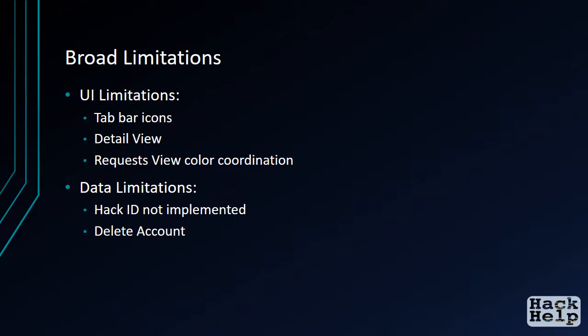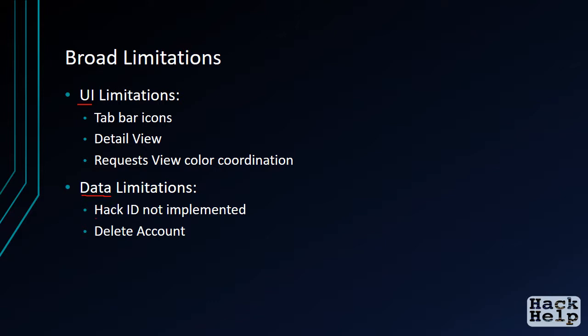So the limitations of my application can be broken down as UI limitations and detail limitations. For the UI limitations, one issue with the tab bar icons is that they change size when clicked on multiple times, and that's something I would definitely want to fix in the future. The detail views for the requests and the attendees are currently not implemented. And I would want the request view to have color coordination, so this would let the user know when a request is currently being worked on and when someone is currently waiting to be helped.